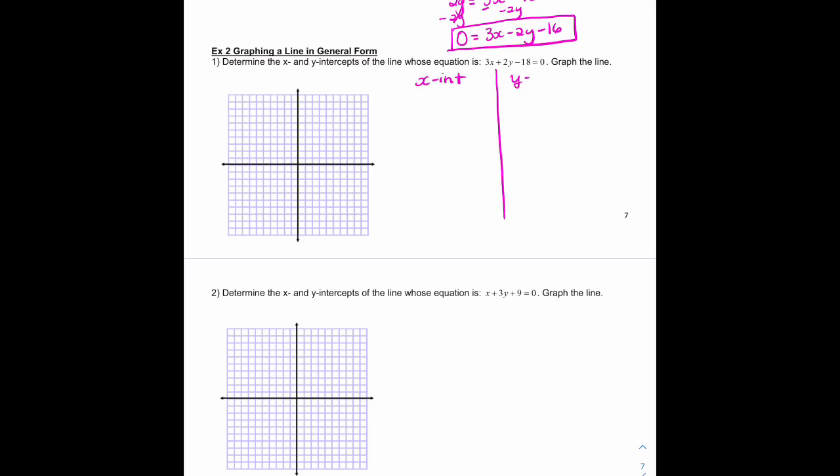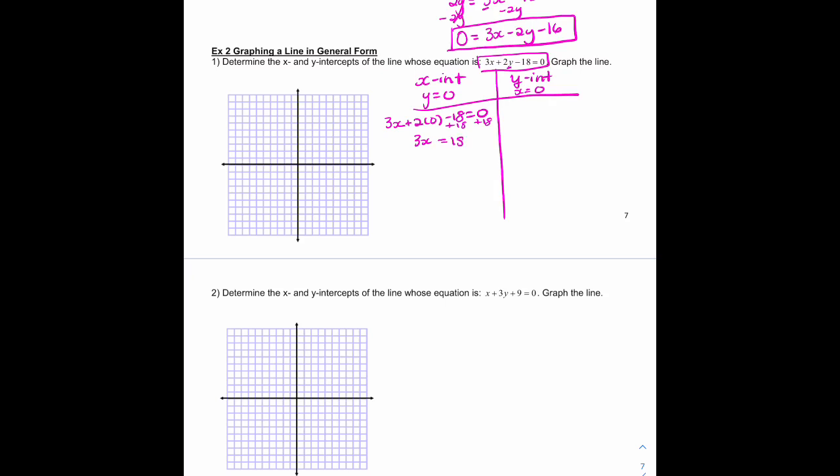and the y-intercept. So remember, the x-intercept, I always like to write underneath that y is equal to 0 at the x-intercept, and the y-intercept, x is equal to 0. So I'm going to use my equation here. And I'm just going to replace y with 0 to find the x-intercept. So that's 3x plus 2 times 0 minus 18 equals 0. So 3x, now 2 times 0 is 0, and I'm going to add 18 to both sides.